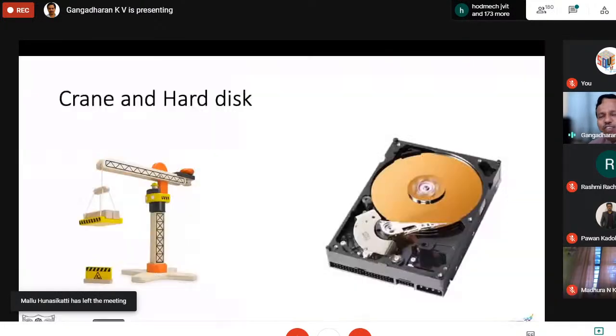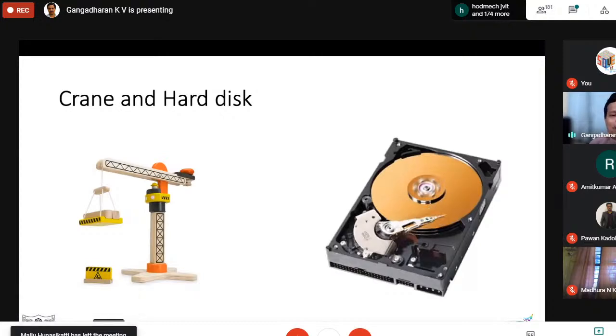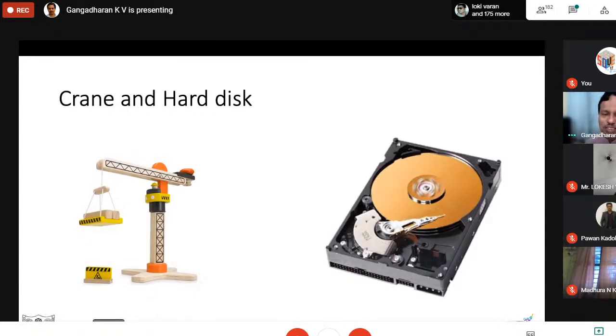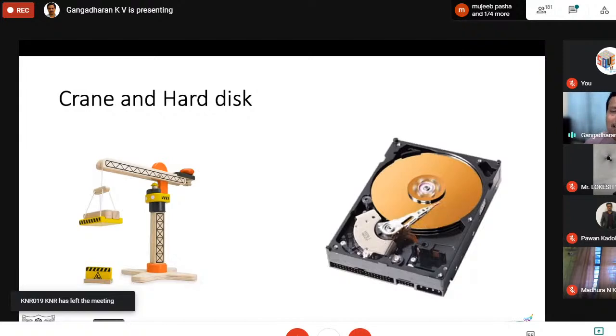So this is one way of exciting our mechanical students, saying that, look, your understanding is what is required even for high tech to really work. It is not about just nuts and bolts. Even for a hard disk to work, a mechanical engineer needs to be there.